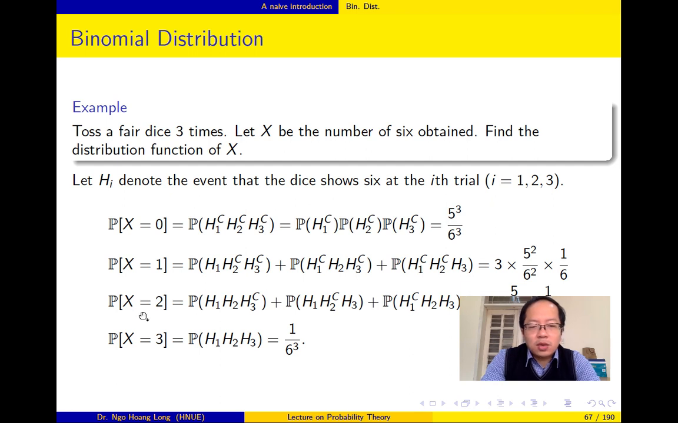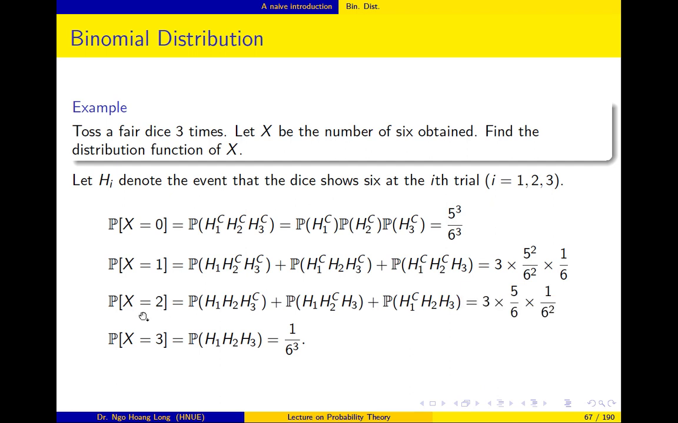The case X equals 2 is also similar. And the simplest case is X equals 3. This probability is 1 over 6 cubed. Okay.